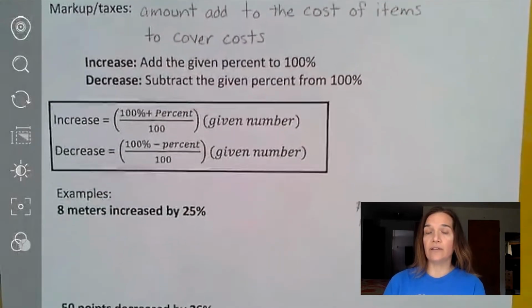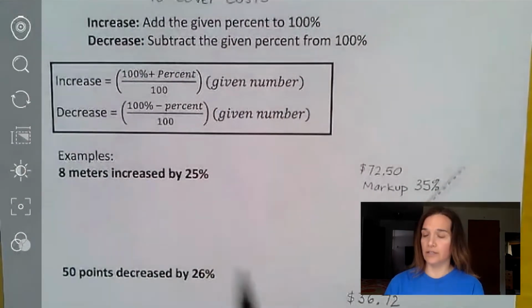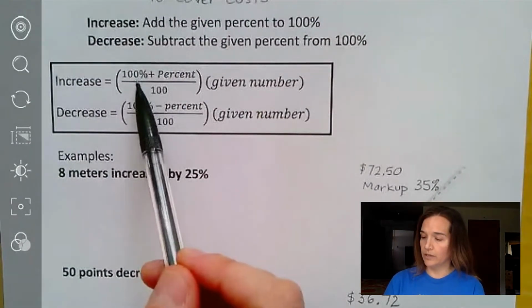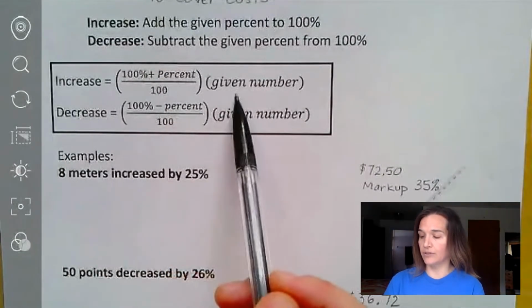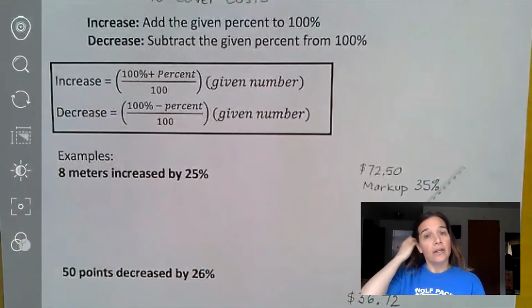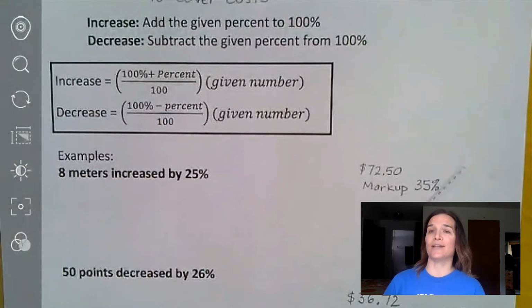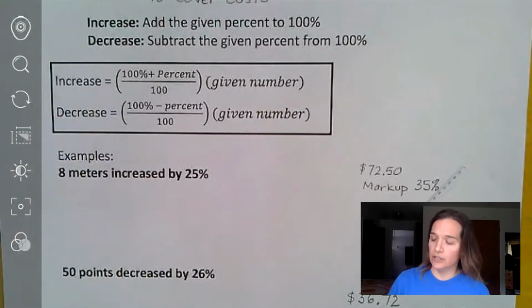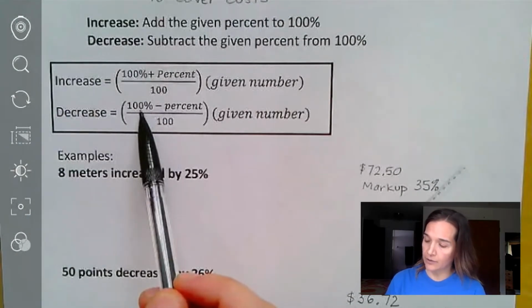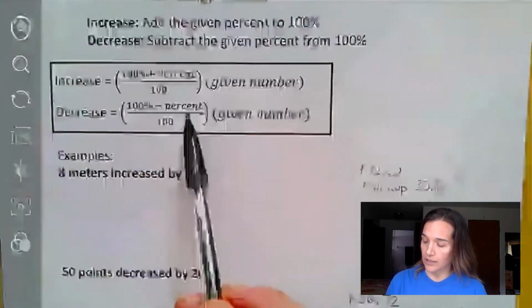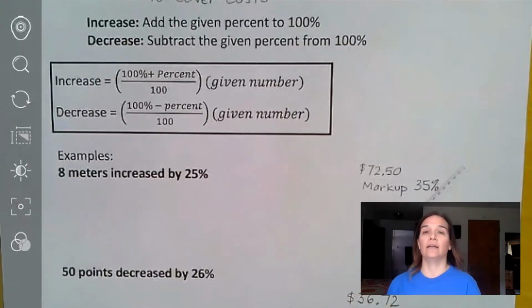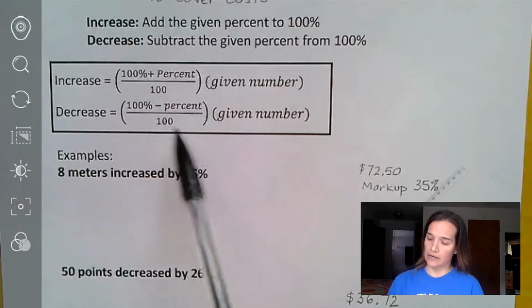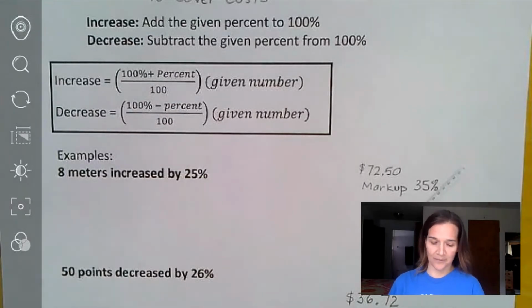We've got these fun, fancy formulas here. The increase is 100% plus the increase percent, divided by 100, multiplied by the given number. Although it's easier than that, it looks kind of tricky. Same thing for the decrease. You take the 100% that you had for the price, subtract out the percent that you don't have to pay, divide by 100 times the given number. But again, I'll show you how that works, and it's not as complicated as what you see here.